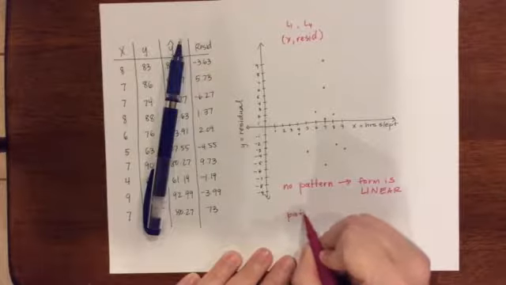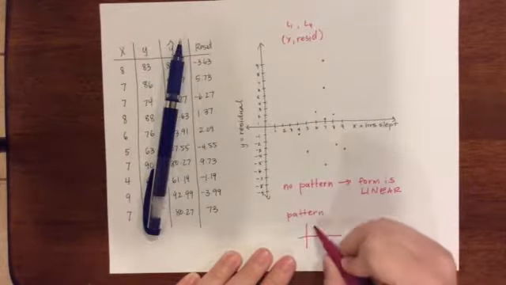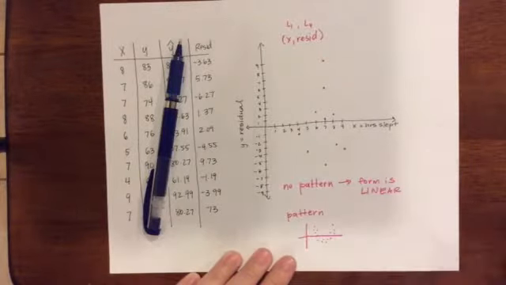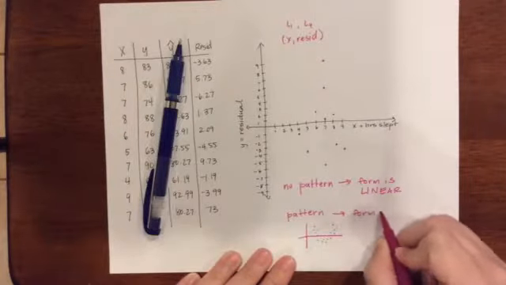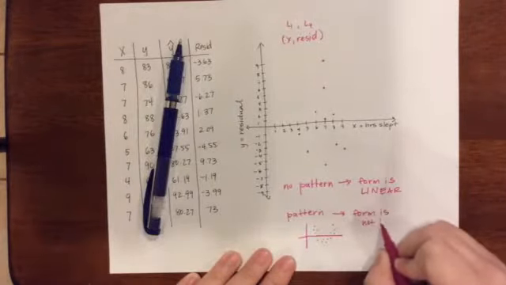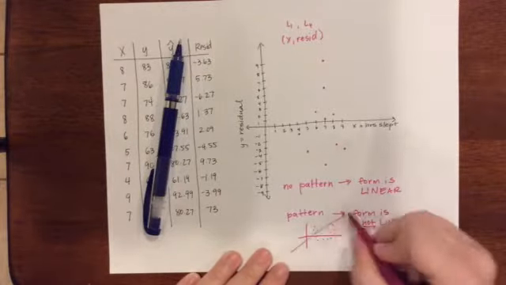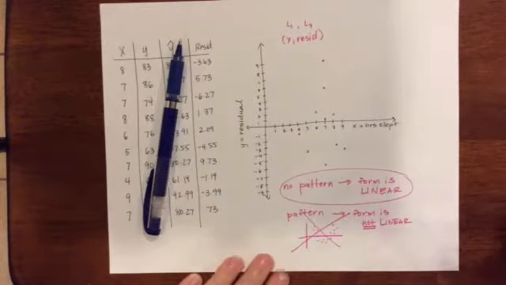Just for review, don't forget that if you do see a pattern, so for instance, you get a residual plot and it looks like this, something like that, that means the form is not linear. And that's not what we're looking for. This is what we're looking for. Okay, so make sure you know the difference between the two.